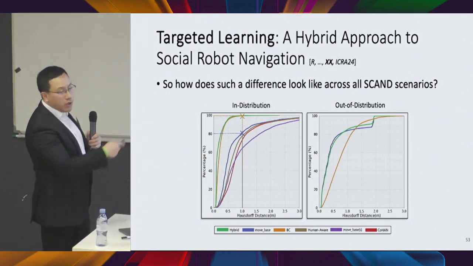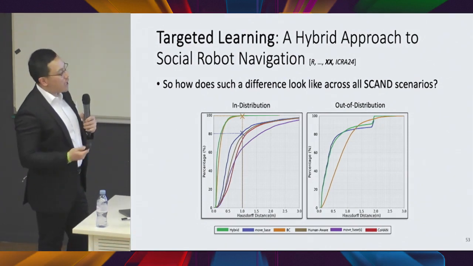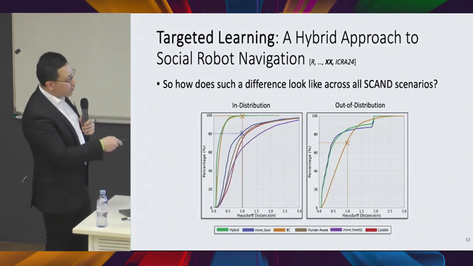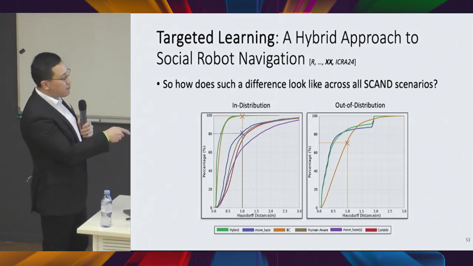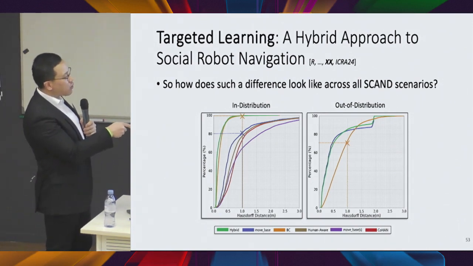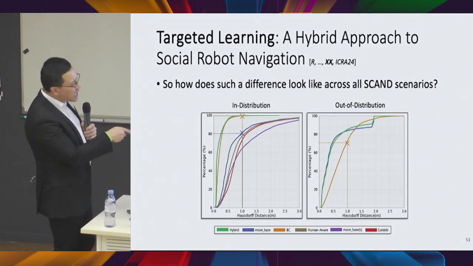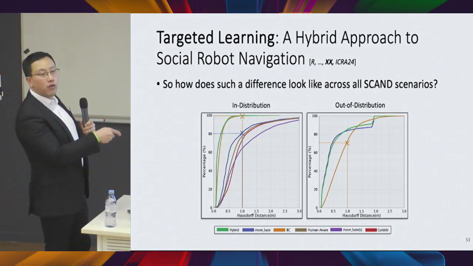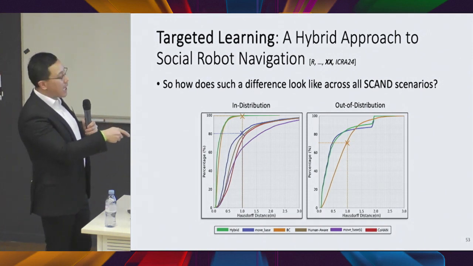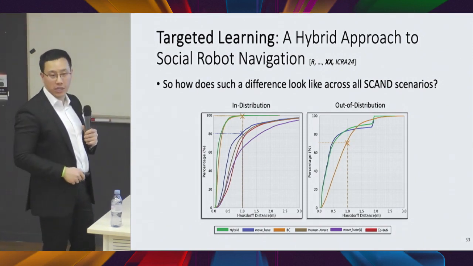So in the out-of-distribution data, however, now let's look at the orange line, BC, again. We still pick the 1.0 Hausdorff distance, and apparently it drops from 100% to like 70%. That's a pretty big drop. That means the BC is somewhat overfitted to the in-distribution scenario and doesn't perform well in out-of-distribution scenarios.